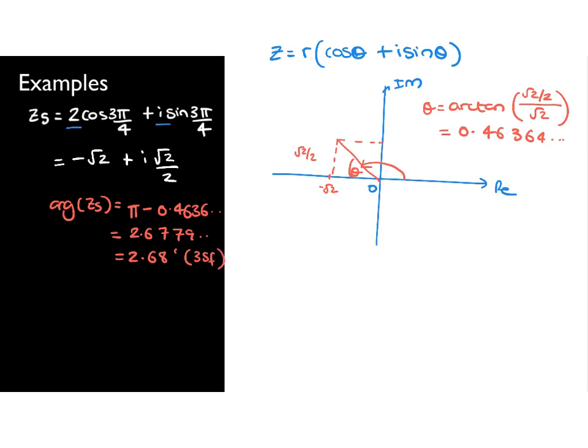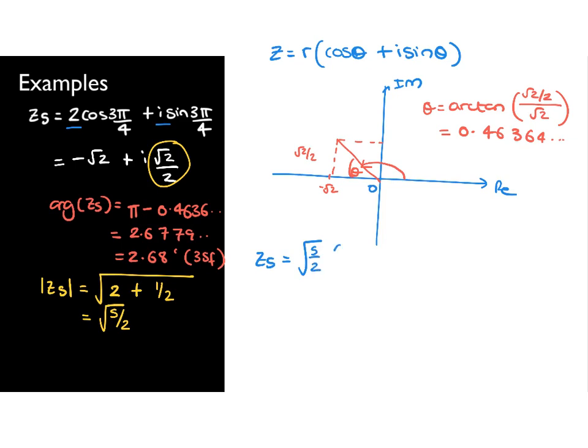Now, what about the modulus? Always easier to work out. The modulus is the square root of root 2 squared, which is 2. Again, ignore all negative signs. And then when you square this, of course, you get a half. So that then gives me the root of 5 over 2. You can rationalise the denominator if you want to. It doesn't really make it that much less complex of a number. So z5 is equal to the square root of 5 over 2 cos of 2.68 radians plus i sine 2.68 radians. You can put a little c for circular measure to indicate you're using radians there if you like.